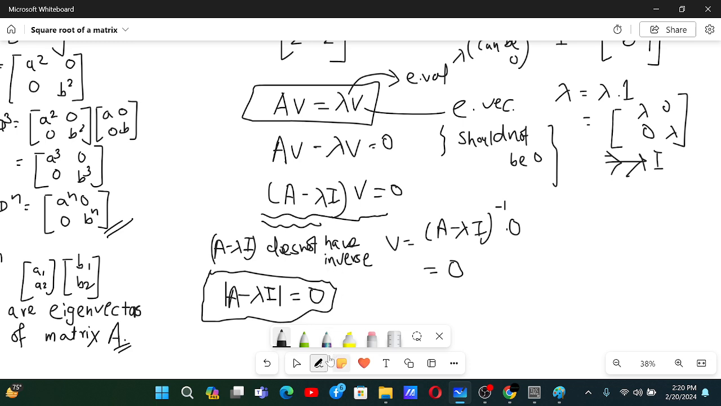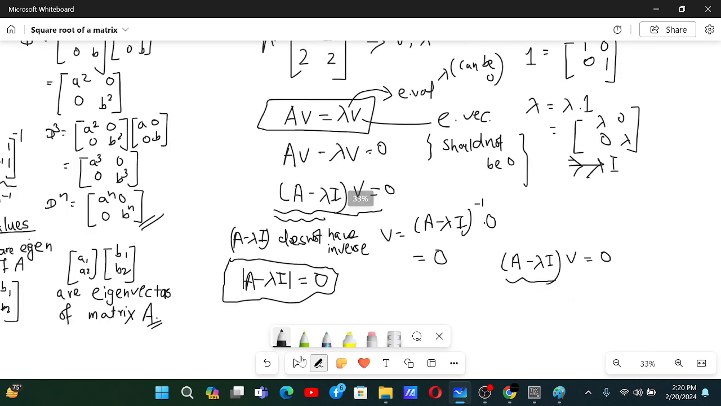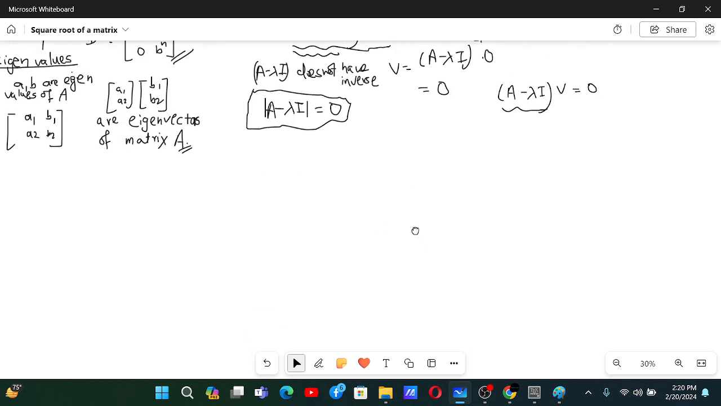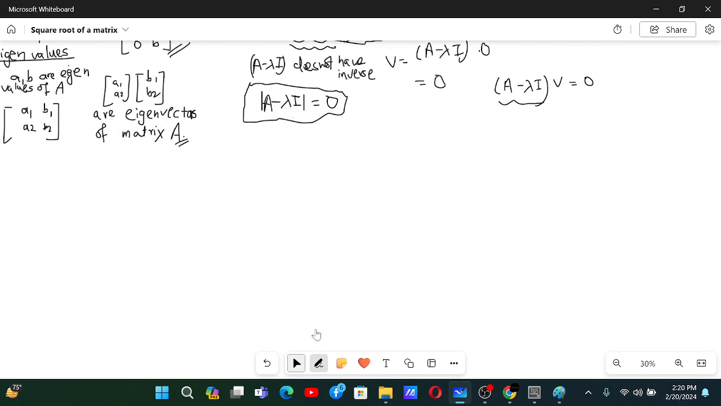And once we have lambda, we can again use this equation, A minus lambda I times v equals 0, to find the possible v's that make this matrix 0. So let us see the example of our own matrix, and you will be further clarified on how to find eigenvectors and eigenvalues. These two are the equations that we need. So let's say our A is 2, 2, 2, 2.